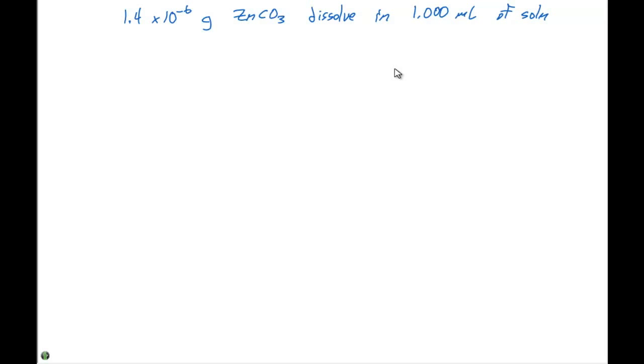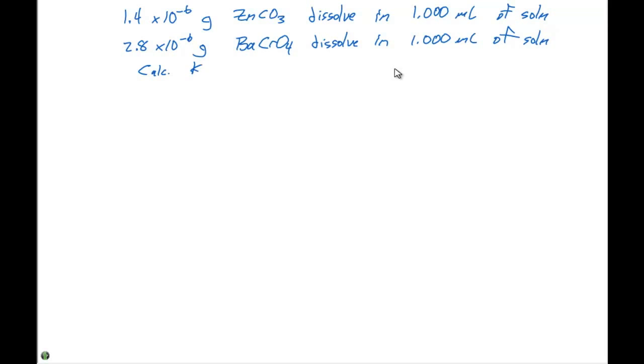It's also found that 2.8 times 10 to the minus 6 grams of barium chromate, which is BaCrO4, dissolves in 1.000 milliliters of solution. And we're going to assume that these solutions are aqueous. What we want to do here is calculate the KSP for both.